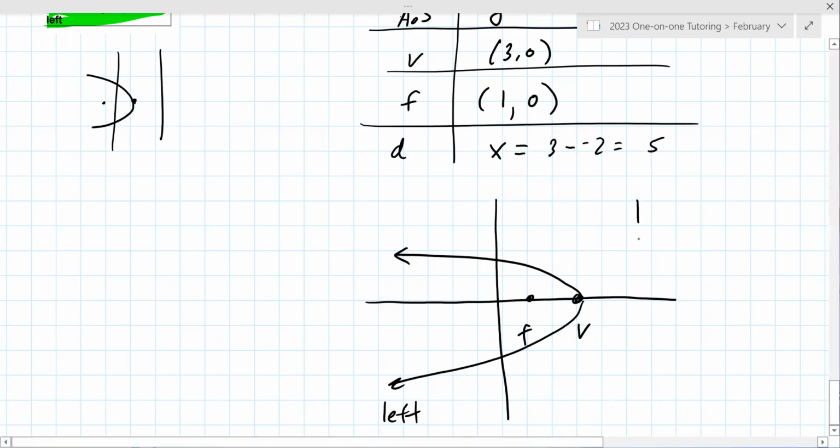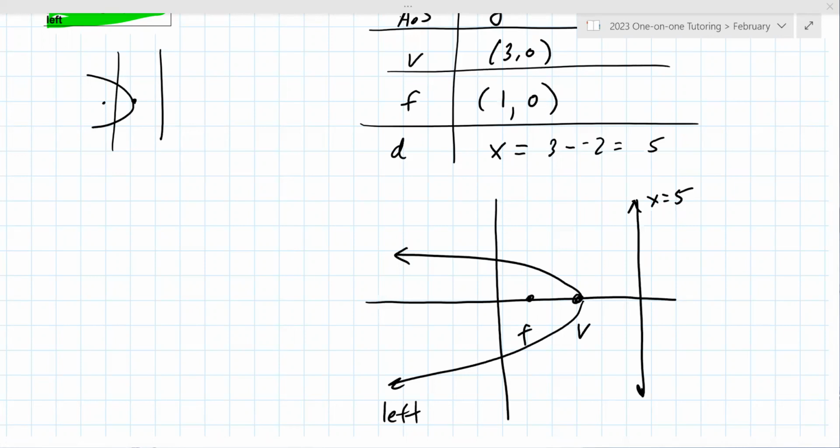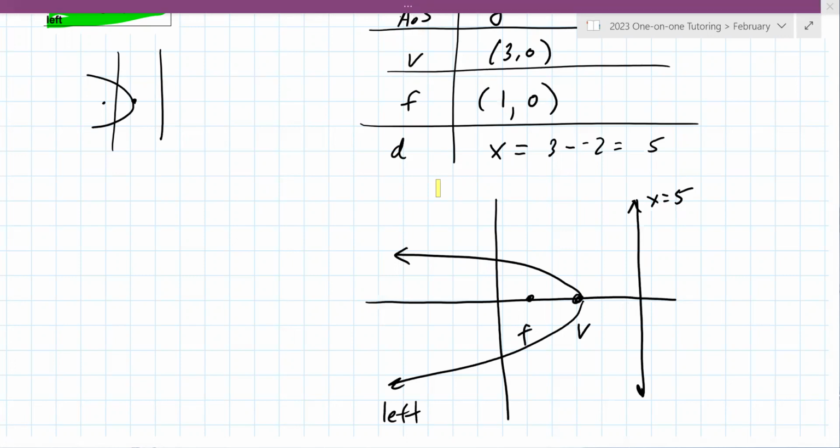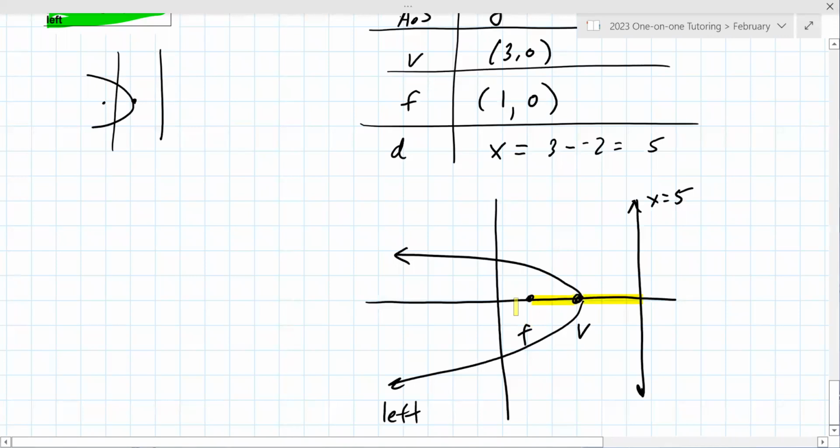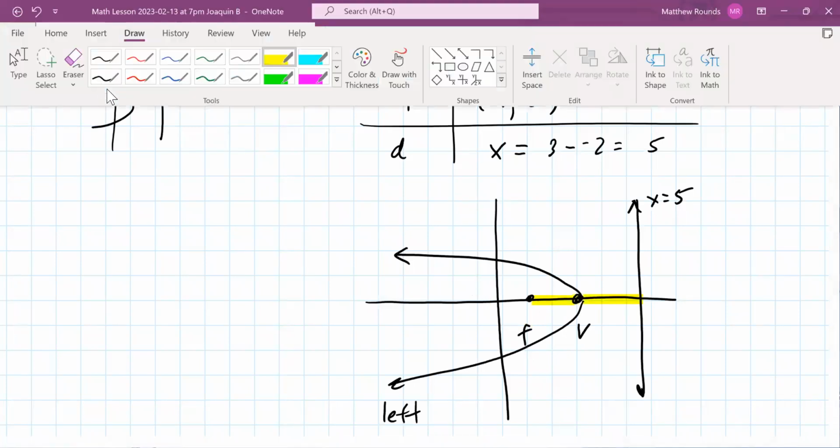And then the directrix, x equals 5. And again, it's equidistant, not drawn to scale, but the distance between F and V, the focus and the vertex, is the same as the vertex to the directrix. It's always going to be the same distance no matter what. Like this in yellow, the yellow distances are the same, even though they're not to scale.